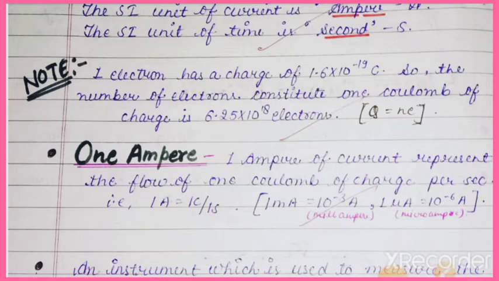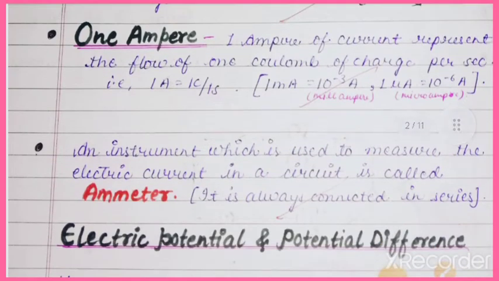So the number of electrons that constitute 1 coulomb of charge: when you put the formula Q is equal to Ne and solve this, you will get that 1 coulomb charge is 6.25 into 10 raised to the power 18 electrons. Okay, then 1 ampere, what is 1 ampere?